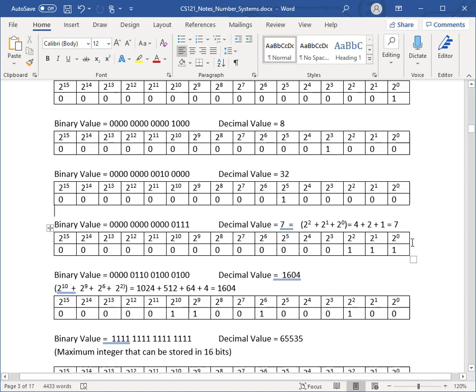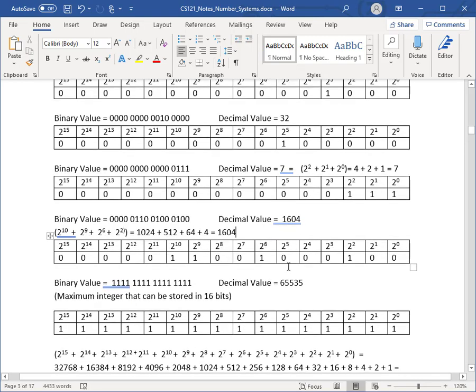So if we look that up in the table, we have one 2 squared, which is 4. We have one 2 to the first, which is 2, and we have one 2 to the 0, which is 1. So we have to add those together. This string of all zeros and 111 is 2 squared plus 2 to the first plus 2 to the 0, and if you multiply those out, we have 4 plus 2 plus 1, which is 7. So this binary string is equal to the decimal value 7.